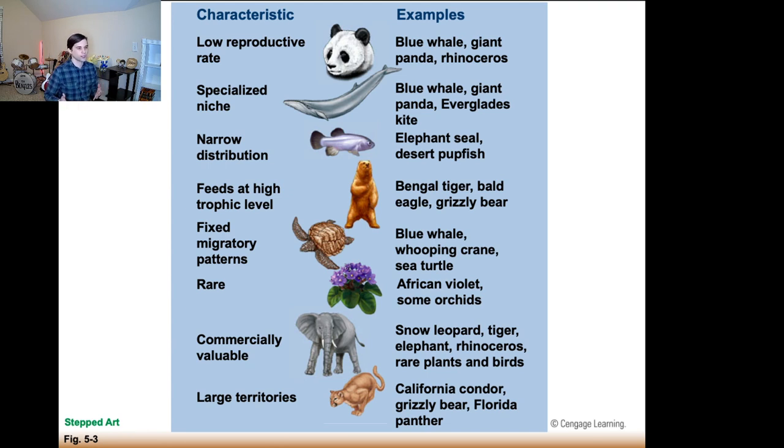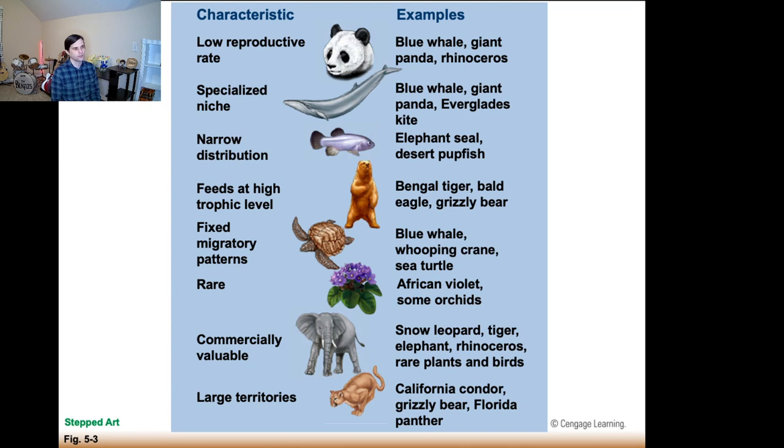So the larger the territory, the greater the chance of that territory also being broken up by housing developments and logging, all kinds of stuff. So organisms that need those big territories, it's very difficult for them nowadays with so many people to maintain what they need to survive. So their numbers are also dwindling as well. So this is a lot of the things that can cause organisms to go extinct.